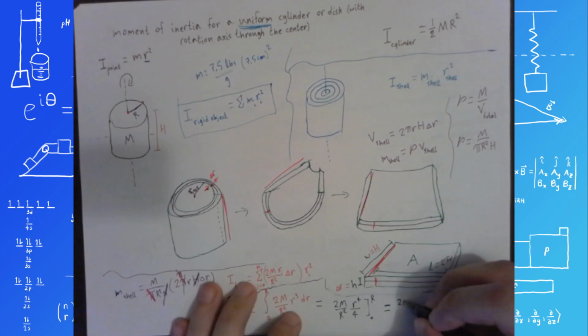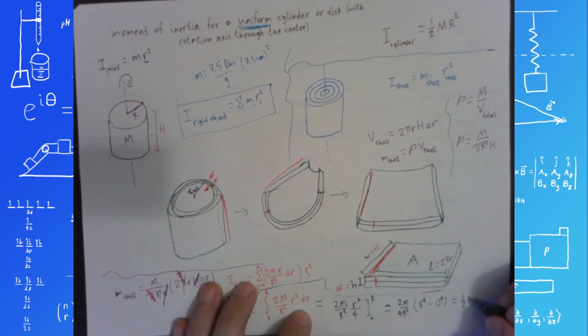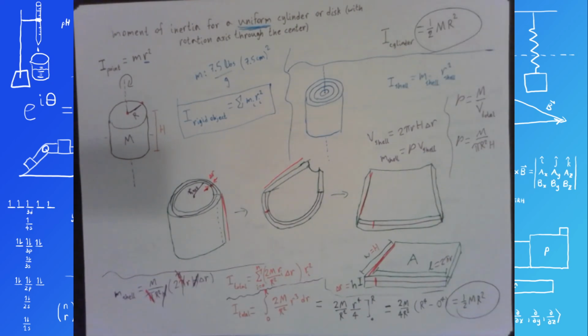Anyway, 2M over 4R squared, I should say, times big R to the 4th minus 0 to the 4th. Okay, the 0 is gone, and then we've got 2 over 4 reduces to 1/2. The M just stays as is, and then R to the 4th over R squared is R squared. Would you look at that? Exactly what we were supposed to get.